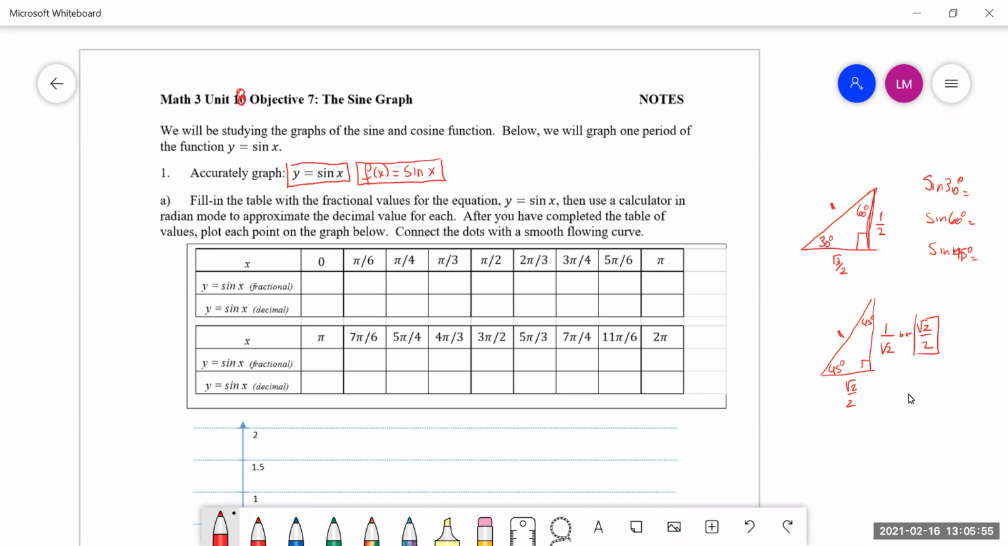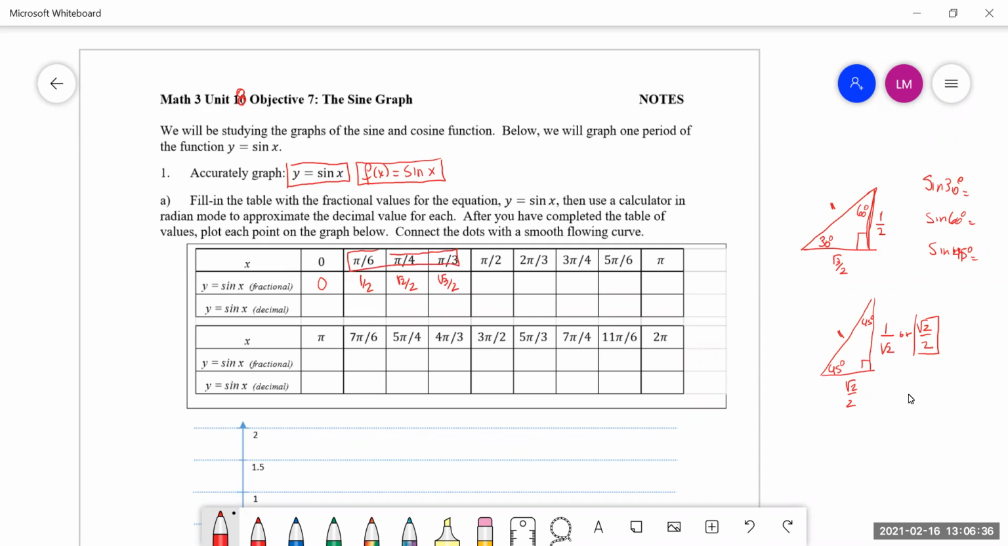So the sine of 0 degrees is 0, okay? The sine of pi over 6, which is equivalent to your 30 degrees, is 1/2. The sine of pi over 4, which is equivalent to your 45 degrees, is √2/2. And the sine of pi over 3 is √3/2. So if you notice, pi over 6, pi over 4, and pi over 3, I'm going to box them.